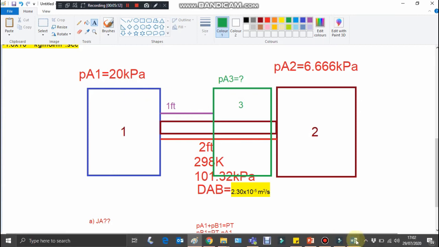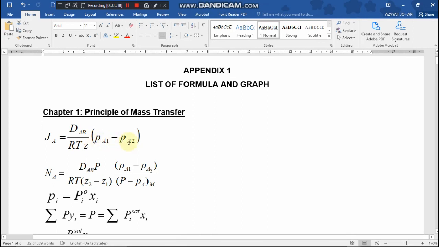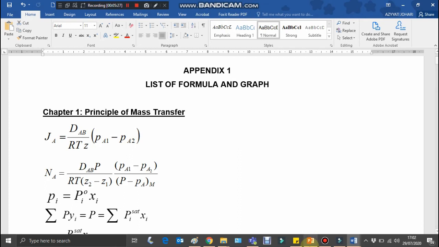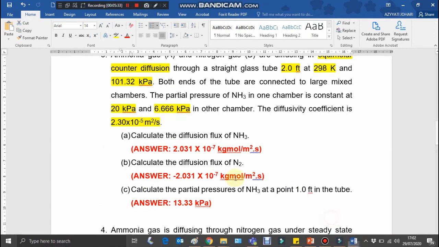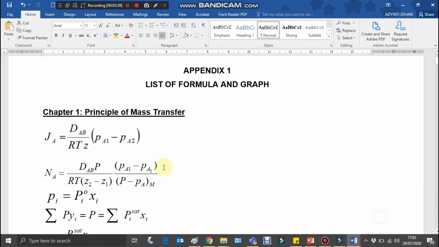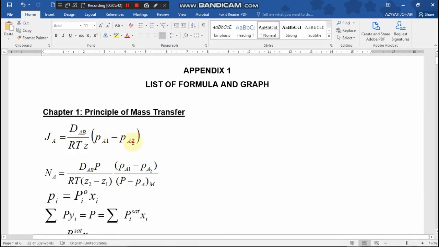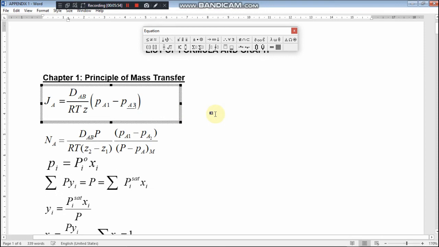So that will be some manipulation of this equation. This will be PA1 minus PA3. And still you are going to use flux for A because we deal with component A. The reason we need to remain as component A is because the question asks you to find the partial pressure of component A, which is NH3. So by using this equation, as we replace, this will be the PA3 value. For example, I change it to this PA3.